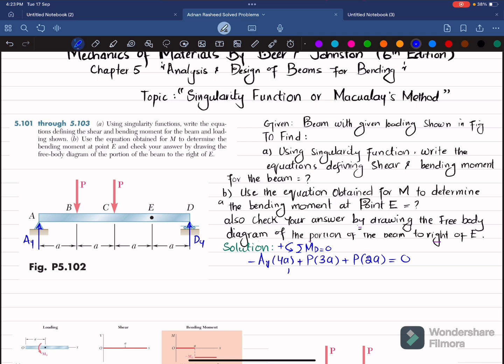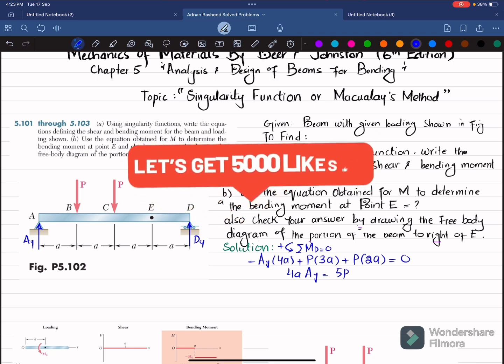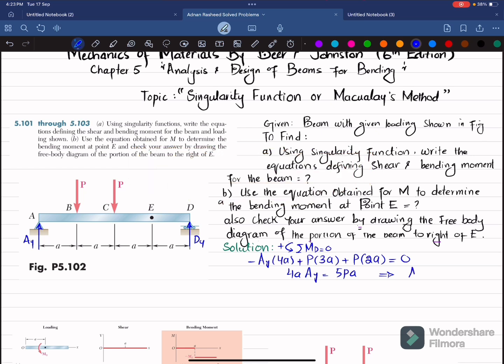So it means that 4a Ay is equal to 5Pa, and you can get this Ay will be equal to 5 by 4 P. Clear? And if you solve this, you will get 1.25 times P. So this is the vertical reaction of the pin support on the beam.